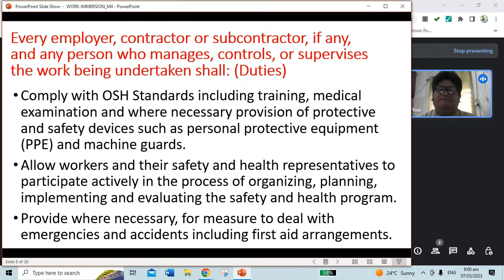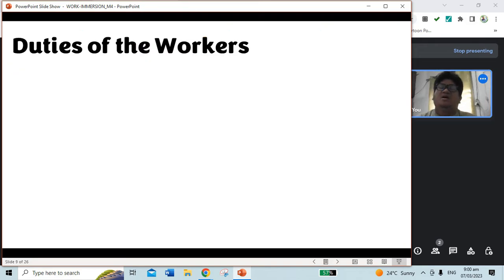Provide necessary measures to deal with emergencies and accidents including first aid arrangements. Yung iba nga dyan, dapat marunong or train ang mga empleyado sa pagsasagawa ng first aid. Okay? Now, ano naman ang mga duties ng mga workers or mga trabahador?